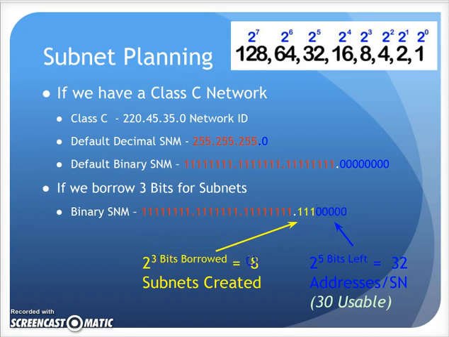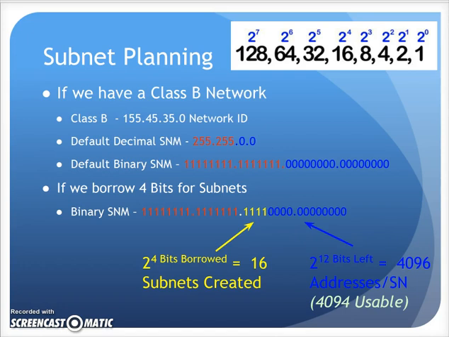So 2 to the 3 bits borrowed gives me 8 subnets, but each subnet is now 2 to the 5, since there are only 5 bits left. 2 to the 5 is 32 addresses per subnet, of which, subtracting 2, 30 are usable. If I borrow 4 bits on a Class C network, 2 to the 4 gives me 16 subnets. 4 bits are left, and 2 to the 4 is 16 addresses per subnet, of which 14 are usable. So I'm creating more subnets, but each subnet is getting smaller. 5 bits borrowed, 2 to the 5 is 32 subnets. 3 bits left, 2 to the 3 is 8 addresses per subnet.